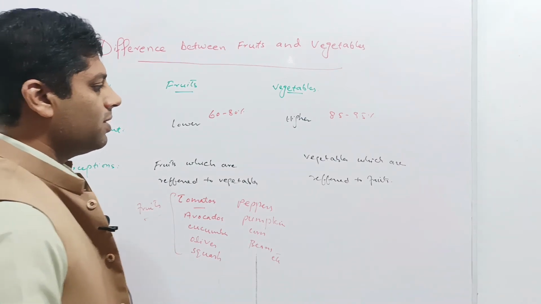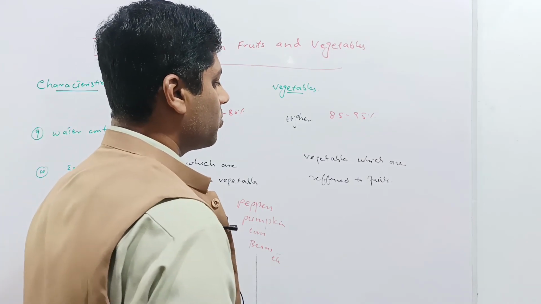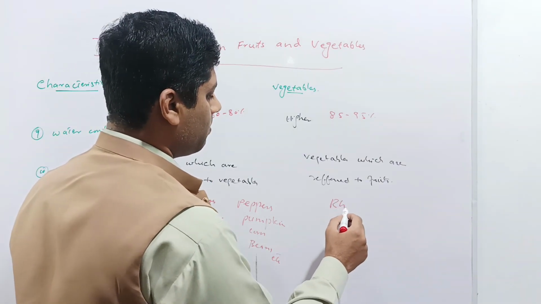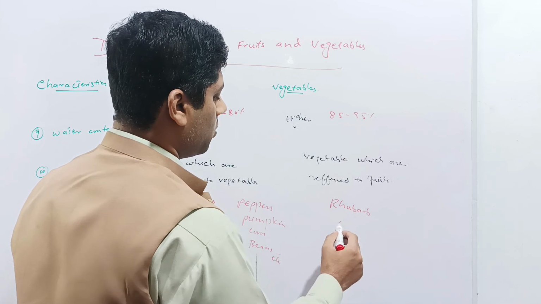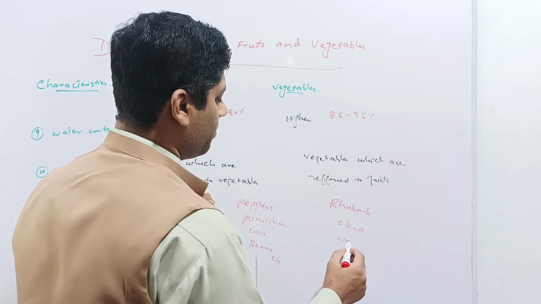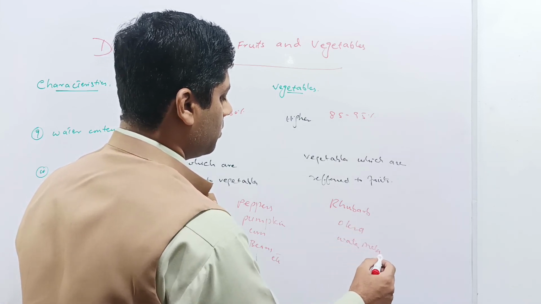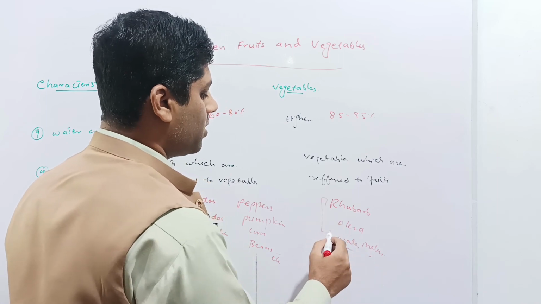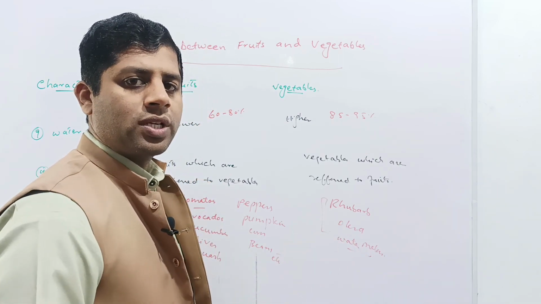Similarly, there are certain vegetables which are referred to as fruits. These are rhubarb, okra, and watermelon. Scientifically, these are all vegetables, but they are referred to as fruits in common language.